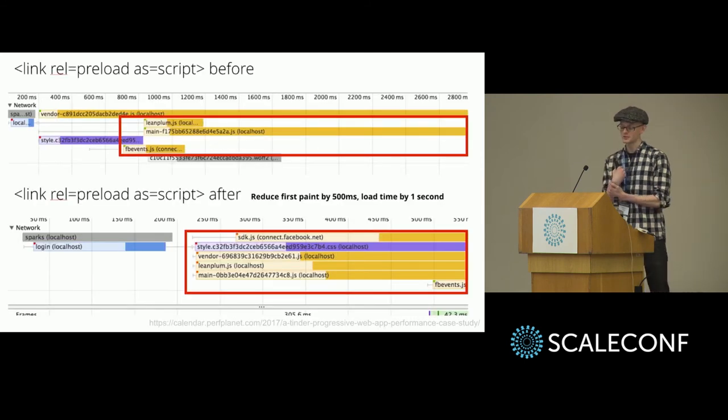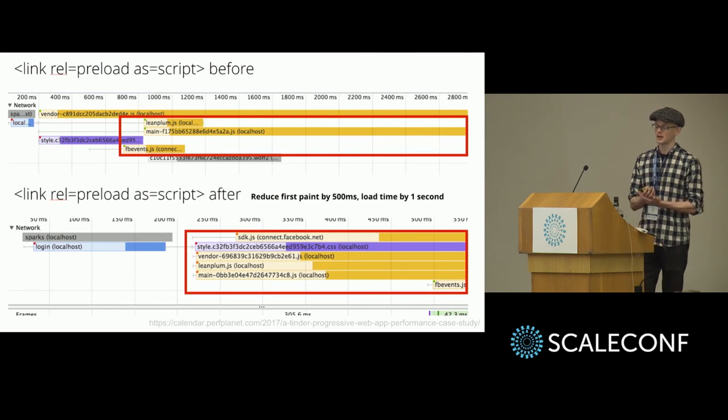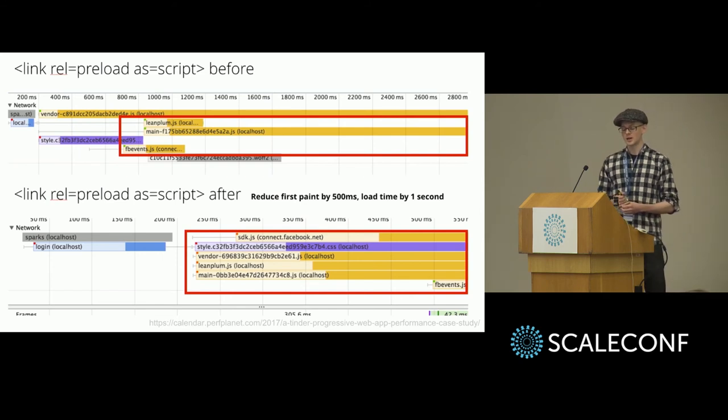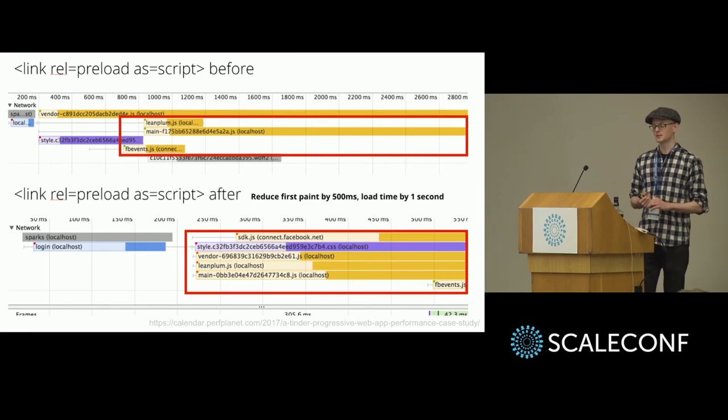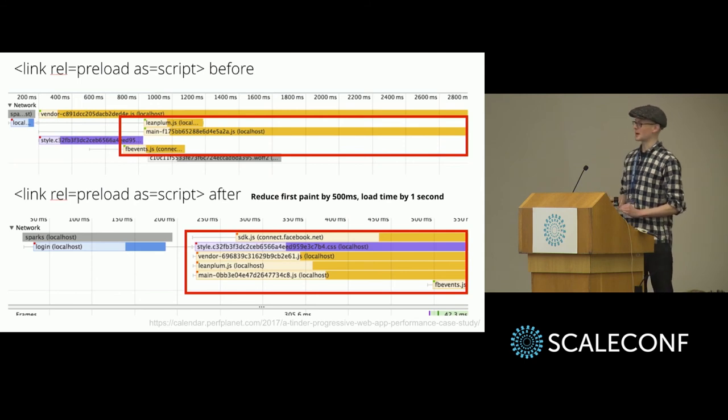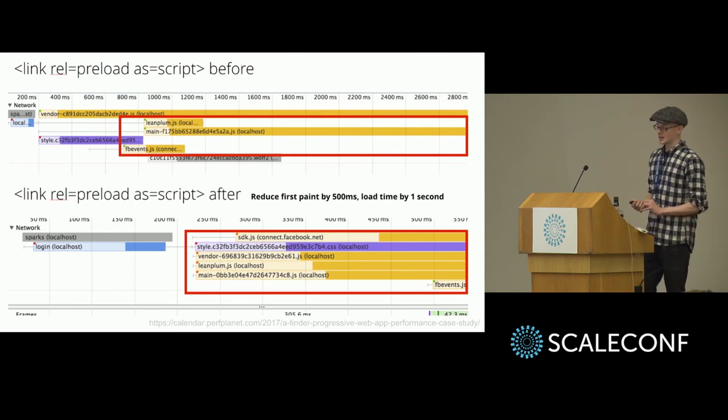Addy Osmani from Google did a case study on Perf Calendar this past year of Tinder, who added this to their site. So you can see at the top, we load the HTML after about 200 milliseconds, and then it's not until about a second into the page load that we know that we need to load leanplum.js. No idea what that does, but apparently we need it for Tinder.com. And then after we add these link headers, all of those scripts start downloading at the same time. So leanplum arrives a lot faster than it would have done before.